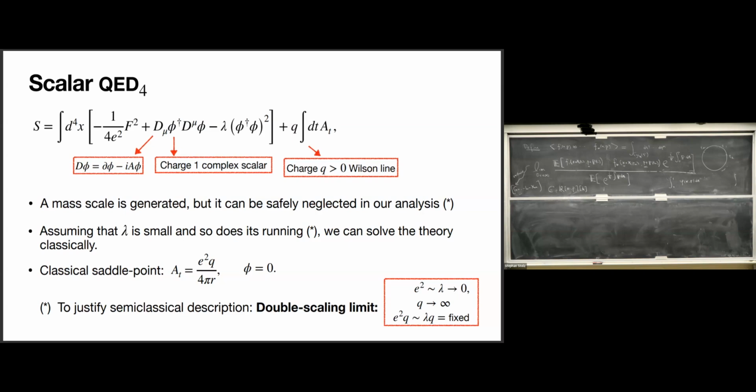And to mathematically justify it, you can say that you work in the following double scaling limit, in which you take E squared to 0, you take lambda to 0, you take the charge to infinity, such that E squared Q is fixed. When working in this limit, you can neglect any running in the bulk, and you can treat the bulk as if it is conformal. Of course, in real life, you will still have order E squared corrections, etc. But in this formalism, when you work in this limit, you can neglect them.